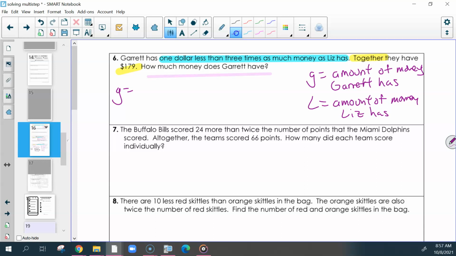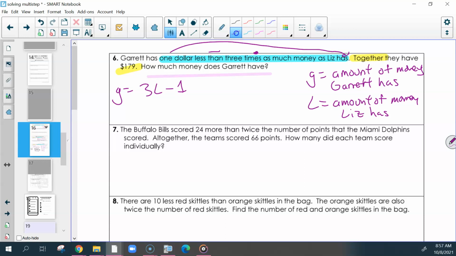$1 less than 3 times as much money Liz has. How would we write this equation? 3L minus 1. Less than, we're subtracting, so the 1 has to go at the end. We're multiplying, it actually says times, so 3 and L.